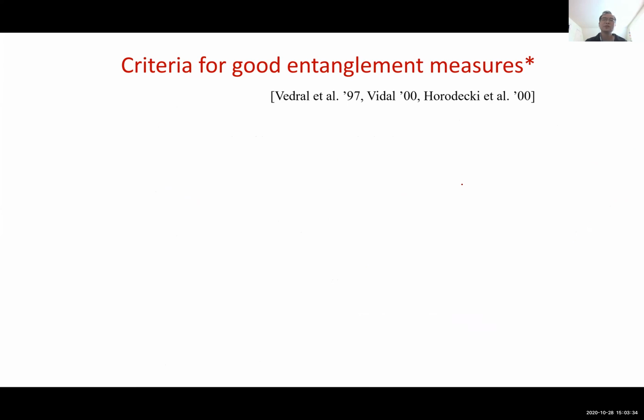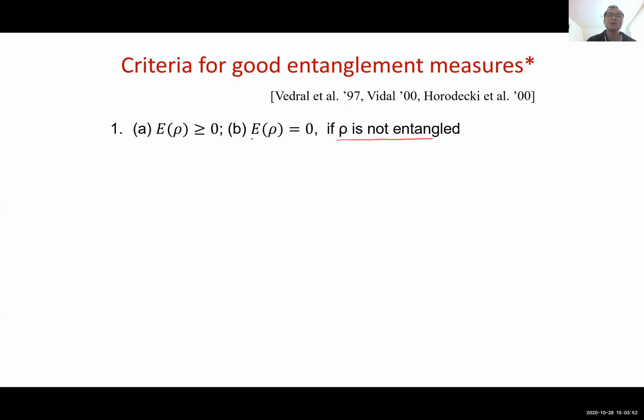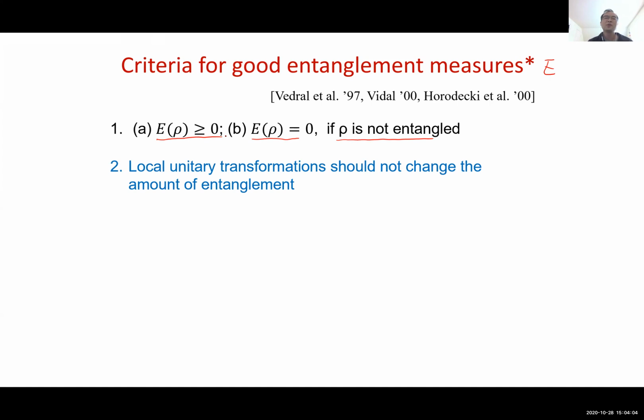So we've seen a few entanglement measures. So people think about how to define good entanglement measures, and there are some criteria. Of course, if a state is not entangled, this entanglement measure, we just call it E, has to give you 0, right? But in general, it should be non-negative. Okay, that's trivial.